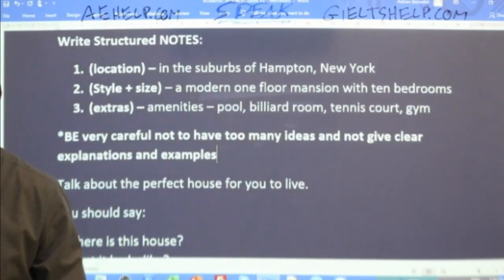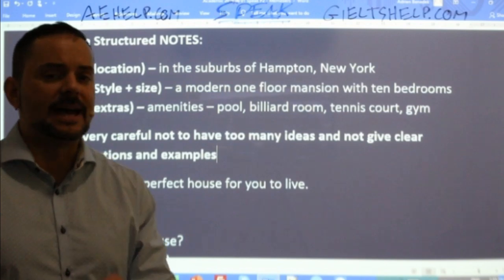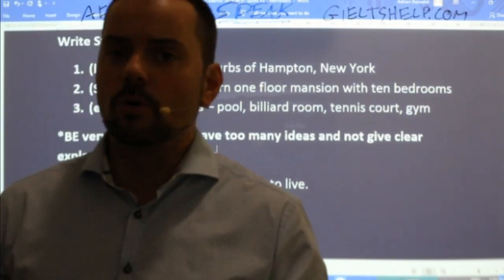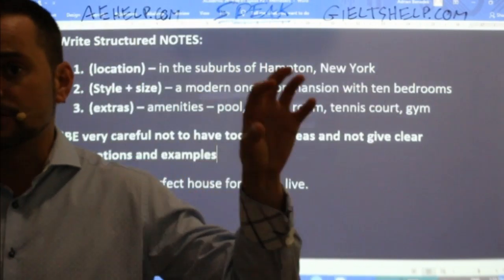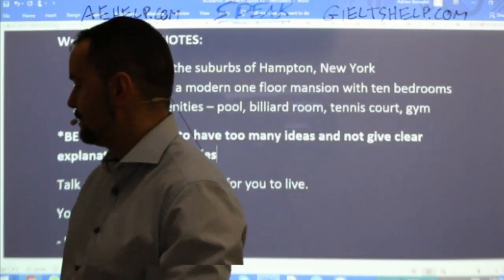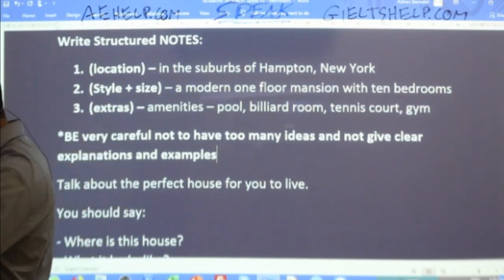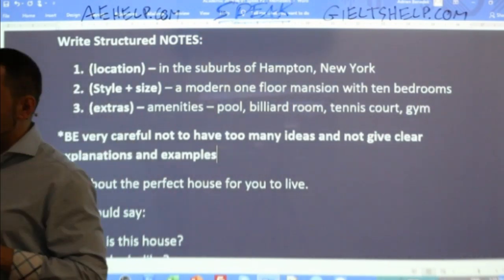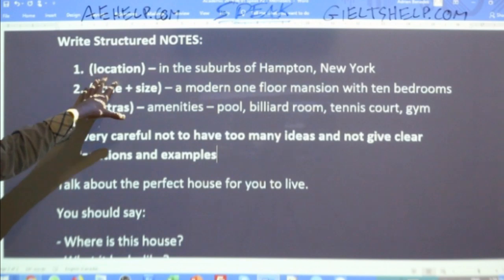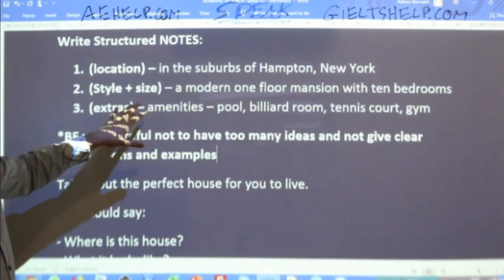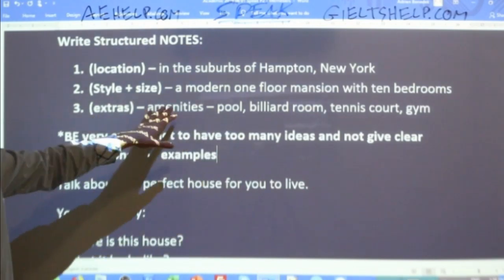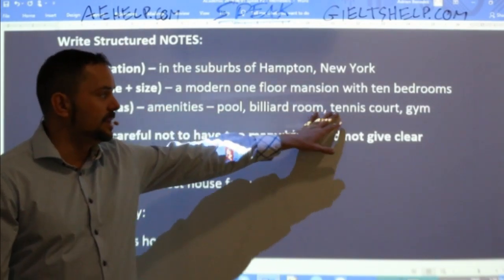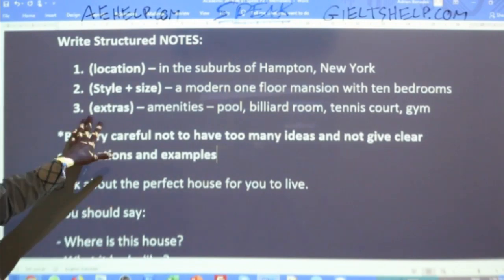Okay? All right, so think about that. Details are more important. Explaining clearly, making connections are more important than having a whole bunch of small ideas. Okay? All right, so let's stay with these points. So location in the suburbs of Hampton, a modern 1-floor mansion with 10 bedrooms, amenities, pool, billiard room, tennis court, gym. That's lots, more than enough.